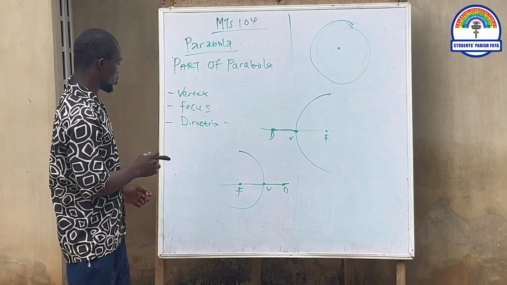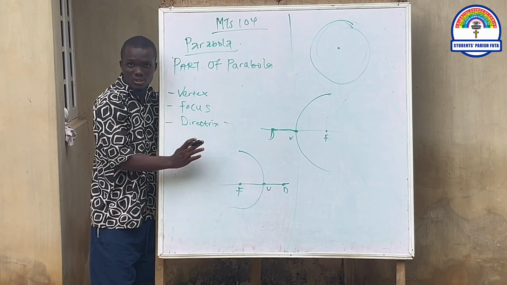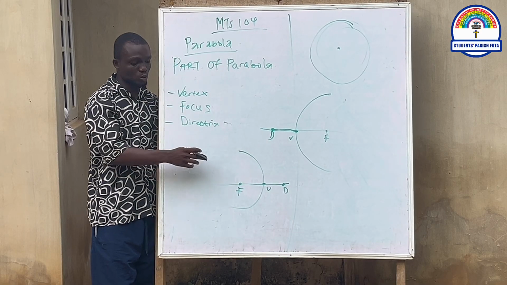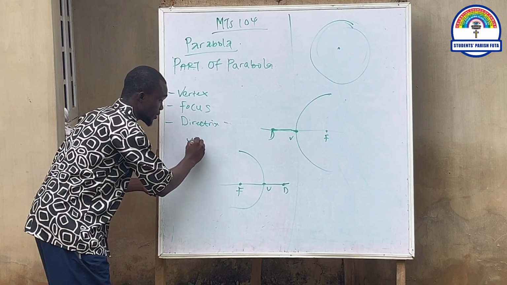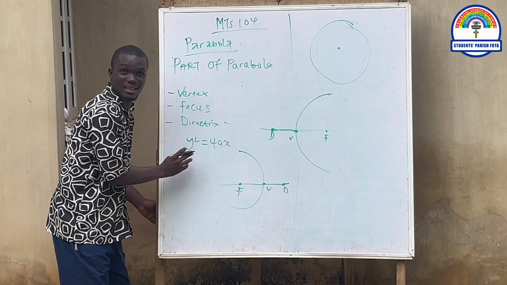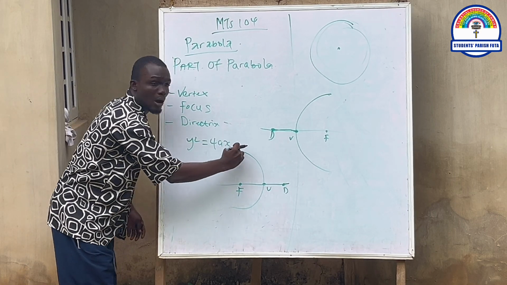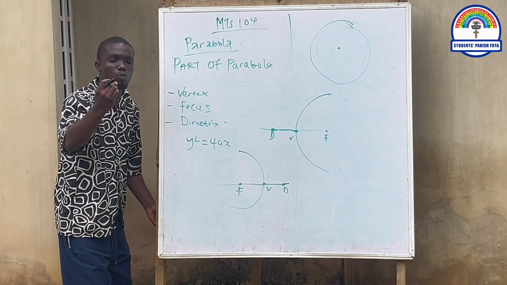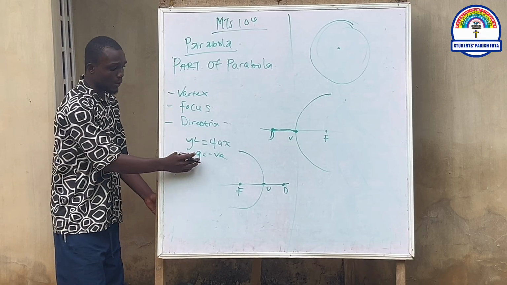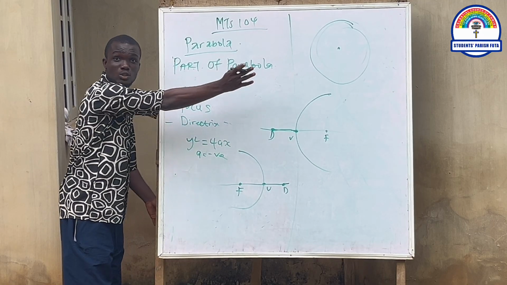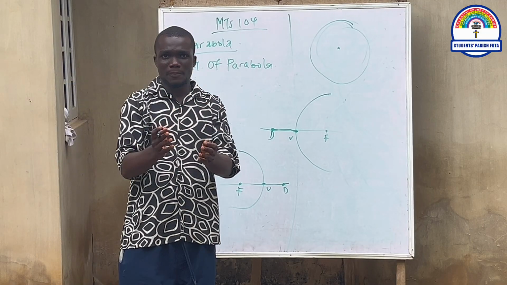All right, let me ask you a quick question to see if you are following. What equation governs this parabola, and under what condition? Don't forget the equation is y squared equals 4ax. But at what condition? The parabola faces this direction when our a is negative. When our a is positive, it faces the other way. Do you understand?